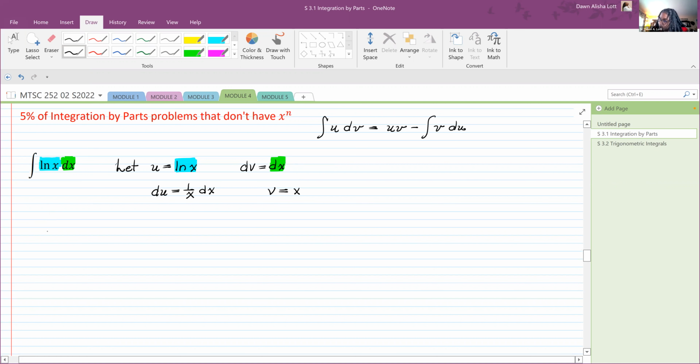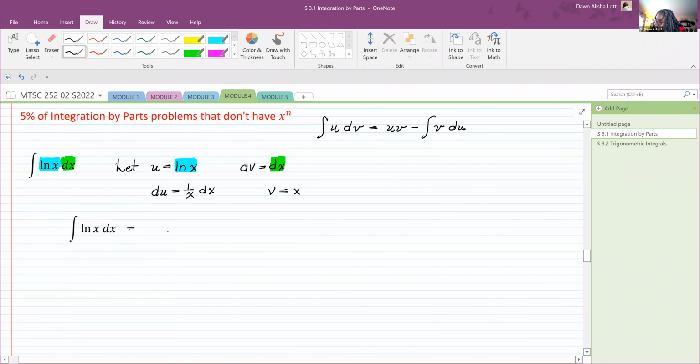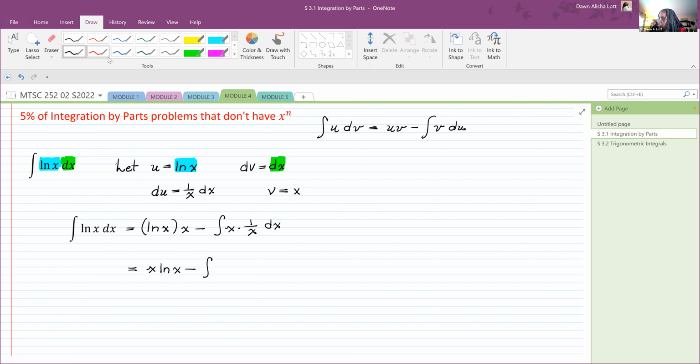All right, so let's do it. So we get the integral of the log of x dx is equal to u, which is the natural log of x, times v, which means it's times x, minus the integral of v, which is x, times du, which is 1 over x dx. Well, how nice is that? This is x times the natural log of x minus the integral, and these x's divide out and leave me just the integral of dx, which is just x.